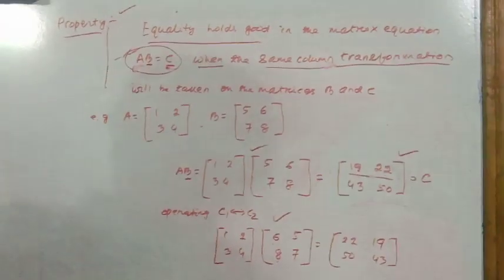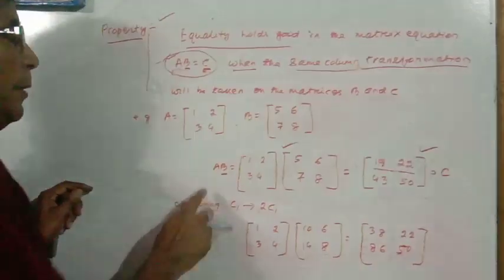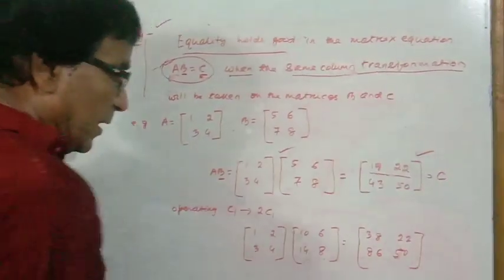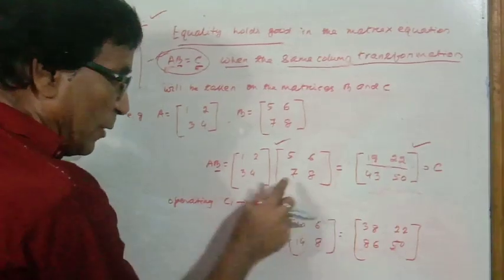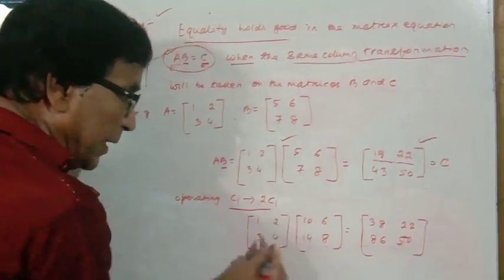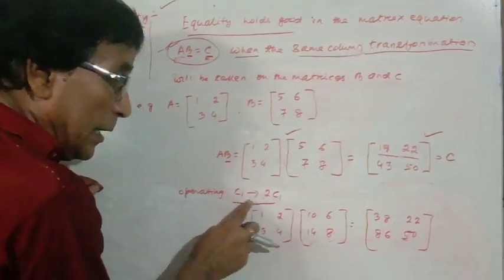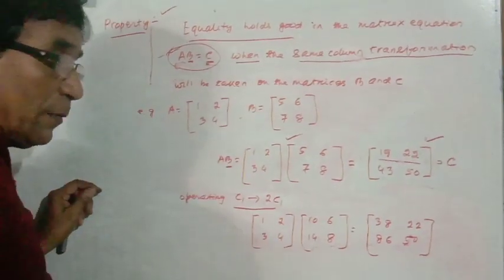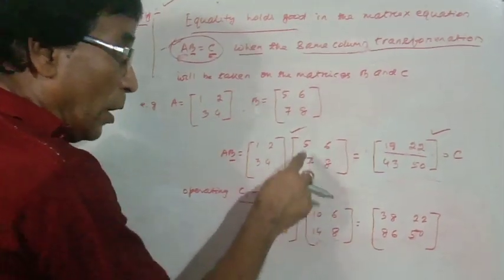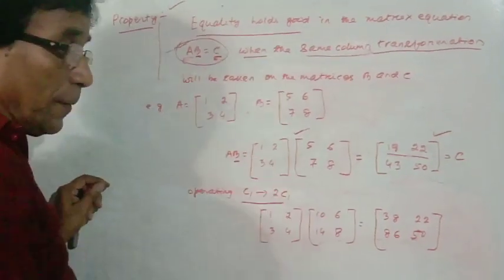Now we will consider the second property. We will consider the second column transformation. That means in this matrix equation AB is equal to C, we will take this operation, column 1 is replaced by 2 times column 1. That means we will replace column 1 by multiplying the first column by 2.